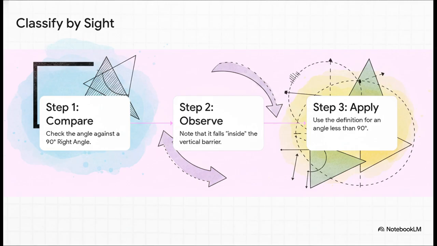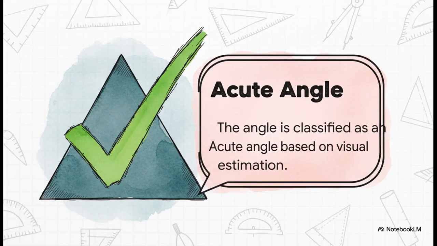Your first move should always be to compare it to what you know. Just picture a perfect 90-degree L shape right on top of it. You can see right away our angle here is definitely smaller. It's tucked inside that 90-degree corner. And since we know it's less than 90, well, that means it has to be an acute angle. See? Simple as that. Just being able to eyeball it like this is a really great first skill to have.